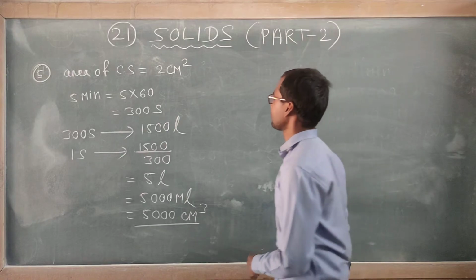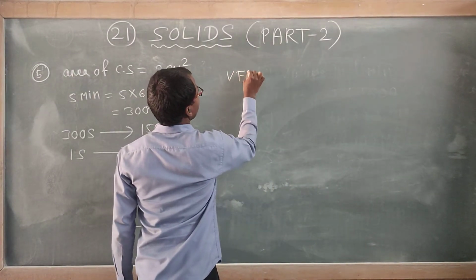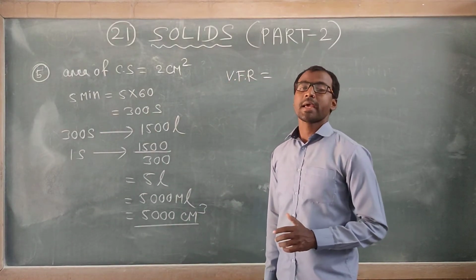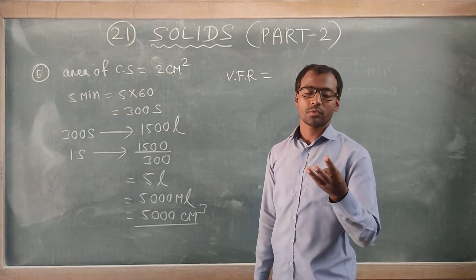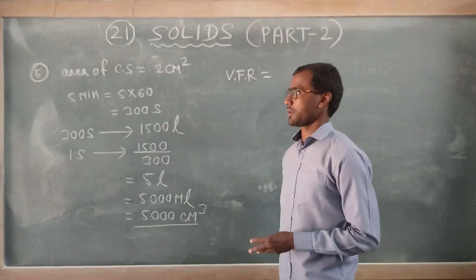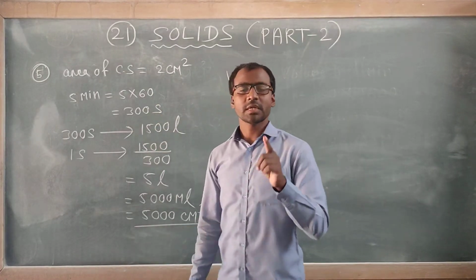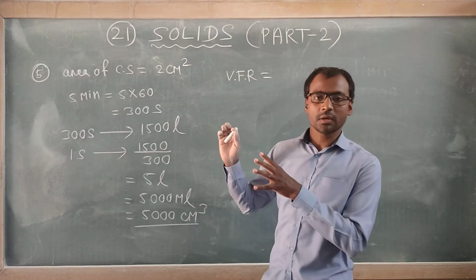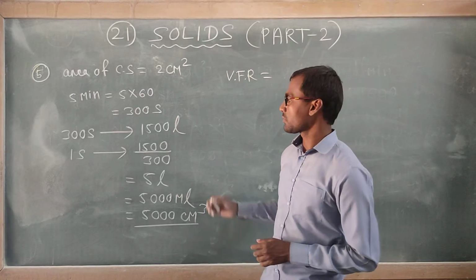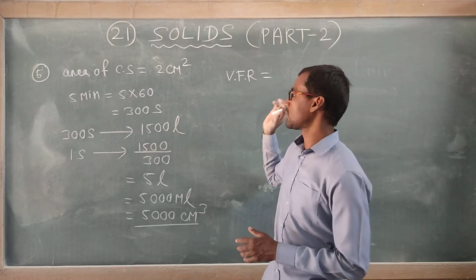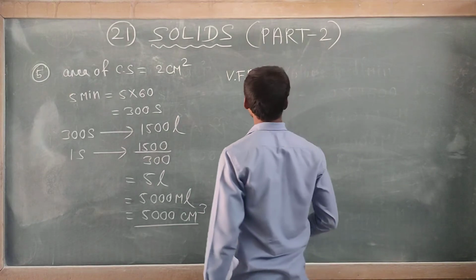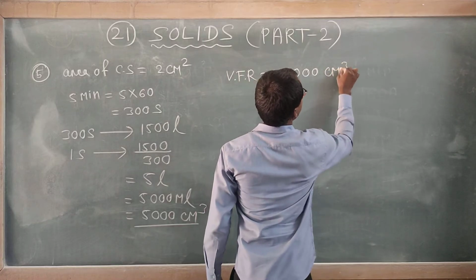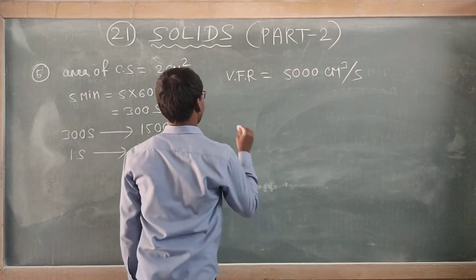Very simple. Okay, so VFR was not given to us, and we cannot find it using the original formula, area of cross section into speed. It is not applicable here because area of cross section is given but speed is not given. So we cannot find the volume flow rate using the original formula. So we used unitary method and found out the volume flow rate VFR, 5000 cubic cm per second. Okay.